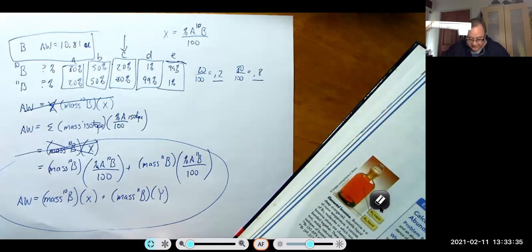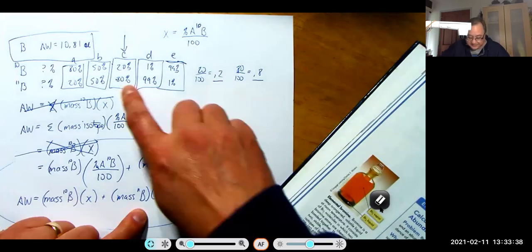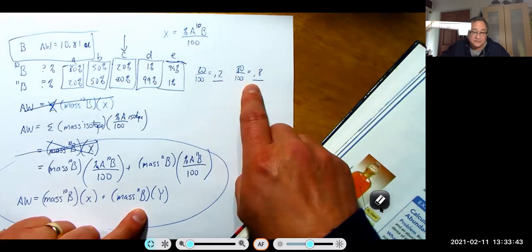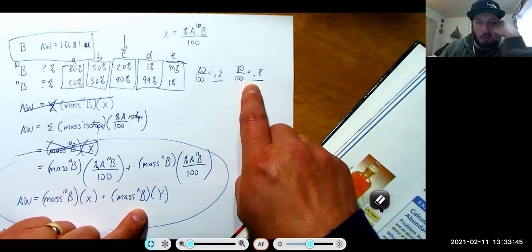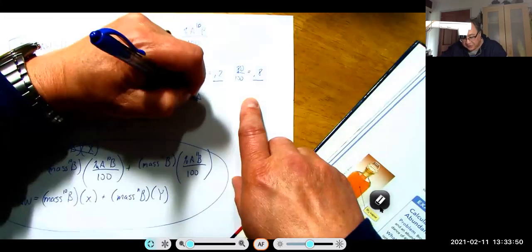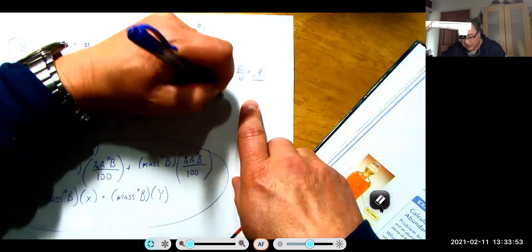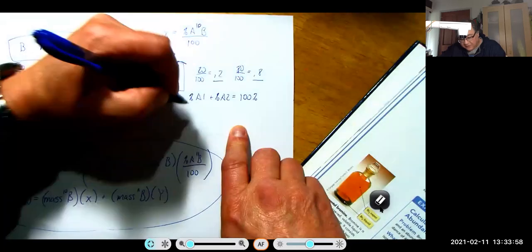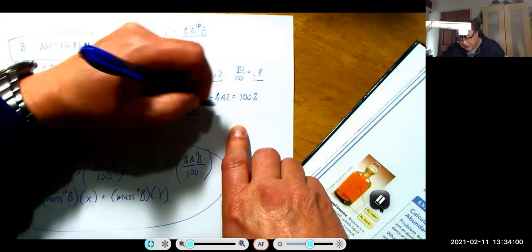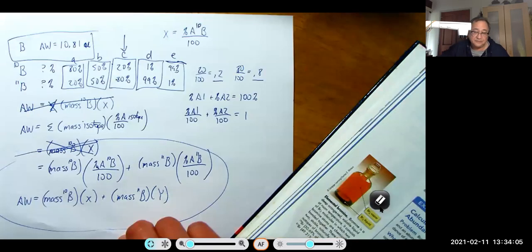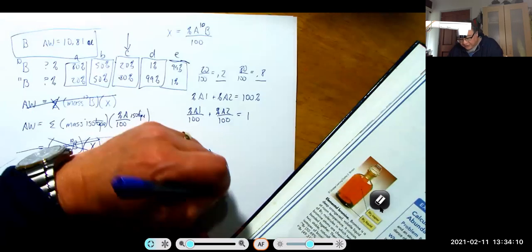This is X, this is Y, if this is the case. What does this and this add up to? 100 or 1? No, what does this and this add up to? 1. So percent abundance of 1 plus percent abundance of 2 is equal to 100%. Percent abundance of 1 divided by 100 plus percent abundance of 2 divided by 100 is going to equal 1. Okay. So we have X plus Y is equal to 1, or Y is equal to 1 minus X.